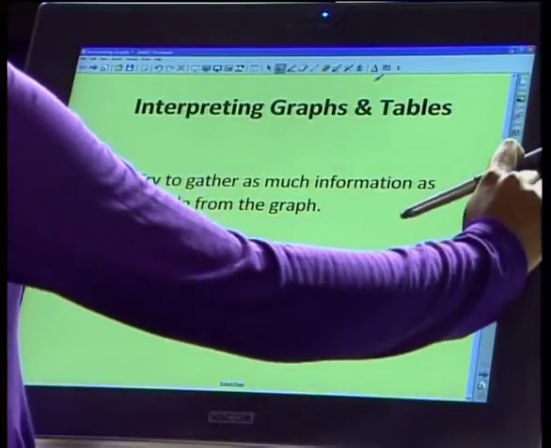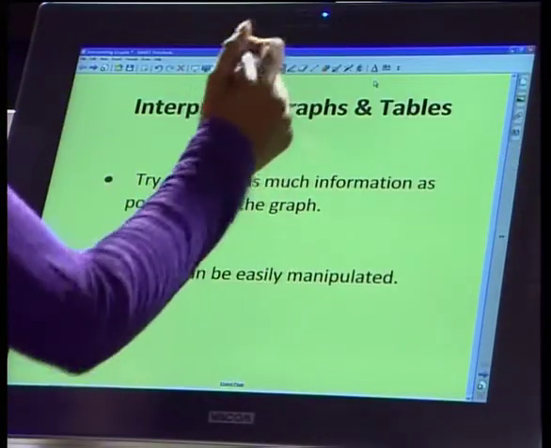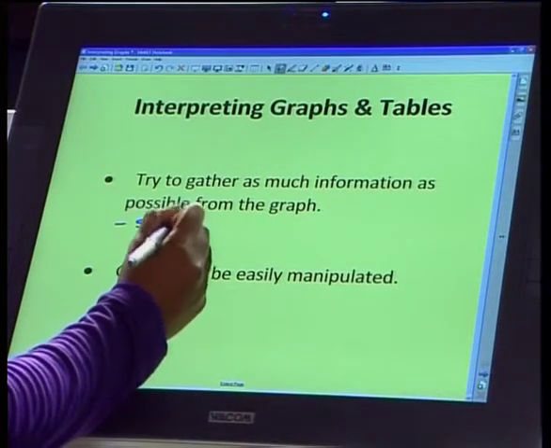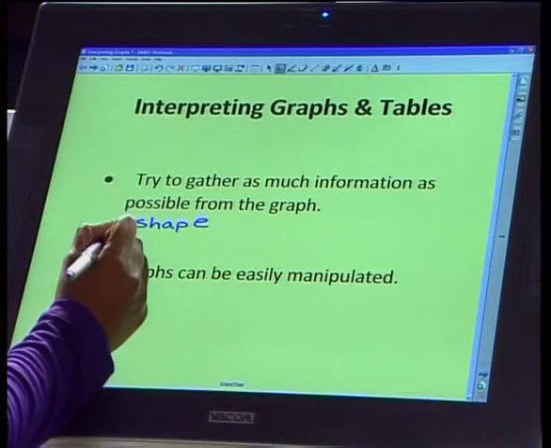Hi everyone, and welcome to Learn Extra section 8, and in this section we're going to look at interpreting graphs. Now there are certain things you have to bear in mind before you start answering any questions on graphs. You have to firstly try and gather as much information as possible from the graph itself. So here I'm talking about looking at the shape and deciding what the shape tells you.